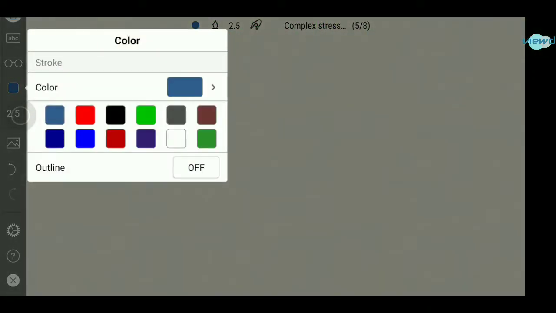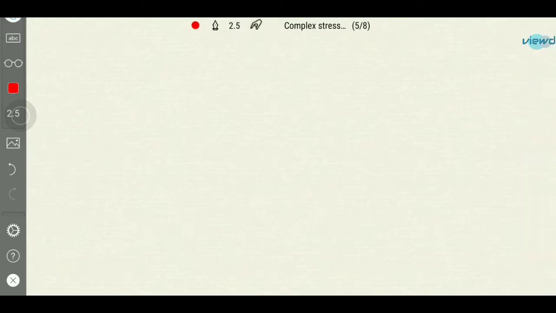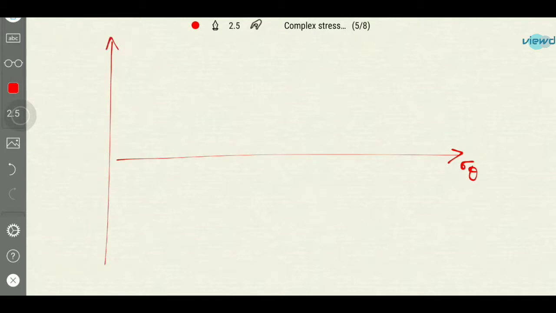To draw the diagram, first we need to draw a horizontal axis, which is sigma theta. This is sigma theta, and we need to draw a vertical line which is tau theta. The horizontal is sigma theta and vertical is tau theta. Sigma theta is normal stress on the oblique plane and tau theta is shear stress on the oblique plane. First, this is the center of both axes and it is the origin of this system.